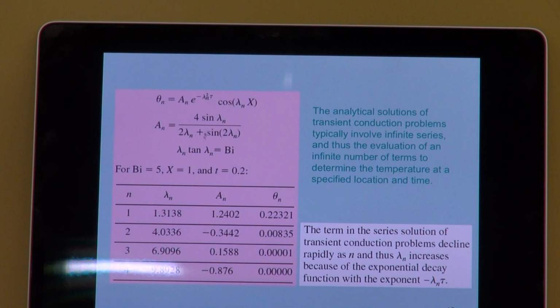If we go and put it into these equations now and solve it, then you would see that if n is equal to 1, then lambda n is equal to 1.3138. I'm going to show you just now where you're going to get it.